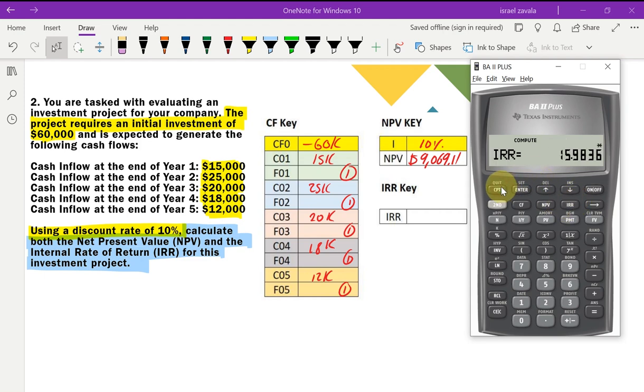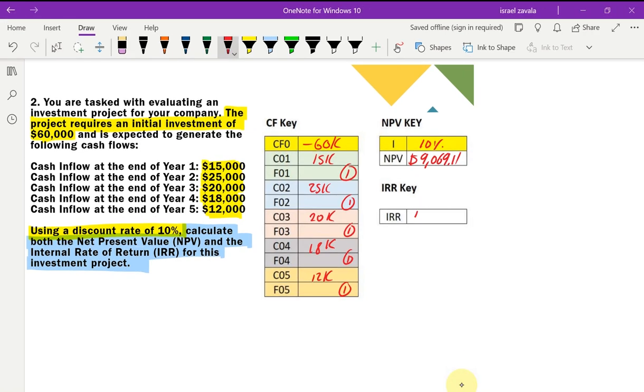And all we do here is compute. And we get an internal rate of return of 15.98%. All right, so remember, the internal rate of return is the return on this initial investment based on this set of cash flows. That's the $60,000 you invested. If you receive this uneven set of cash flows, your return is 15.98%. And the project overall returns a net present value of $9,000.